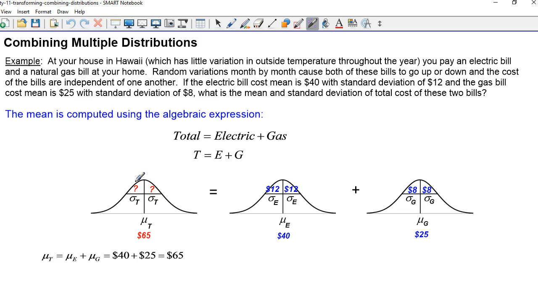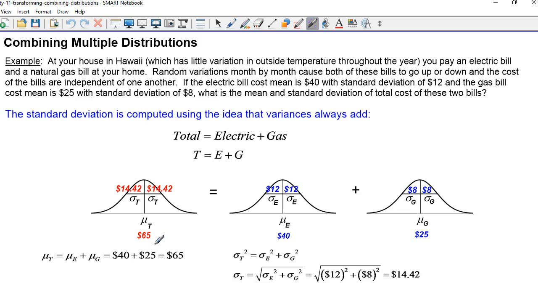So the means are always computed just by replicating the algebraic expression. So the mean of the total will be the mean of the electric plus the mean of the gas. Because there's no variability, it's just 40 plus 25 or 65. So the average bill total between gas and electric will be $65.